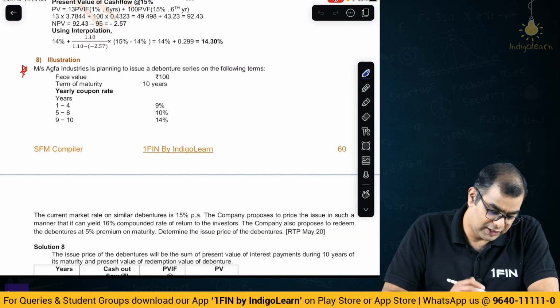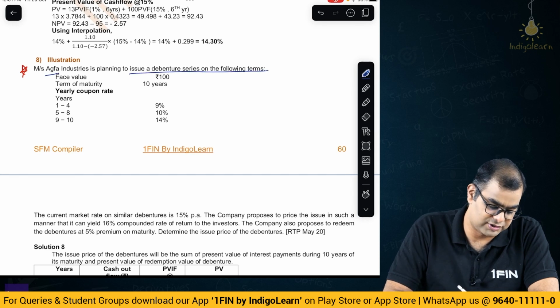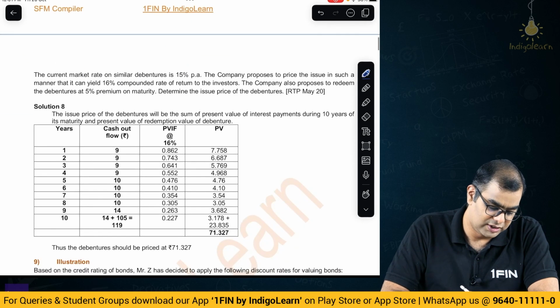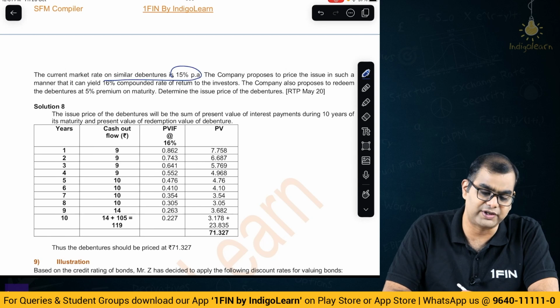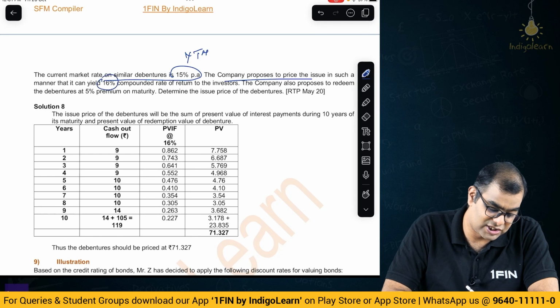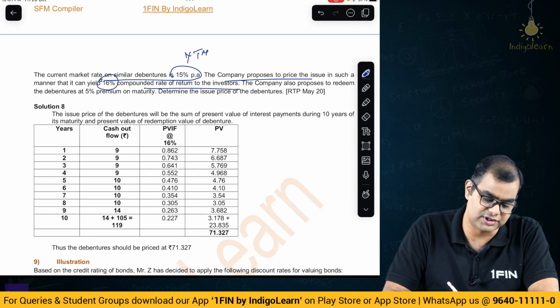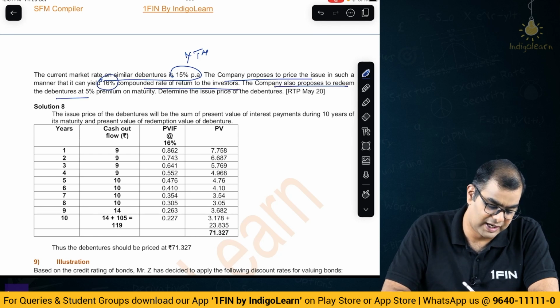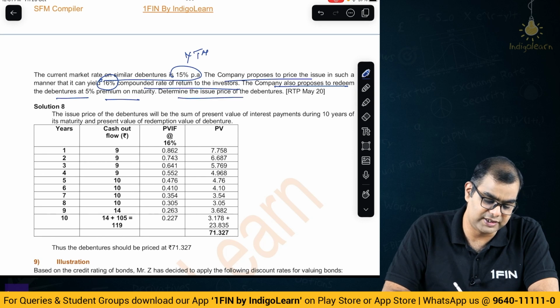Okay. Now, let us look at question number 8. Ms. Agfa Industries is planning to issue a debenture series on the following terms. Face value 100, maturity is 10 years, yearly coupon rate first 4 years 9%, next 3 years is 10%, last 2 years 14%. The current market rate on similar debentures is 15. So, why this is YTM. The company proposed to price the issue in such a way that it can yield 16% compound rate of return to the investors. The company also proposes to redeem the debentures at 5% premium on maturity, determine the issue price.